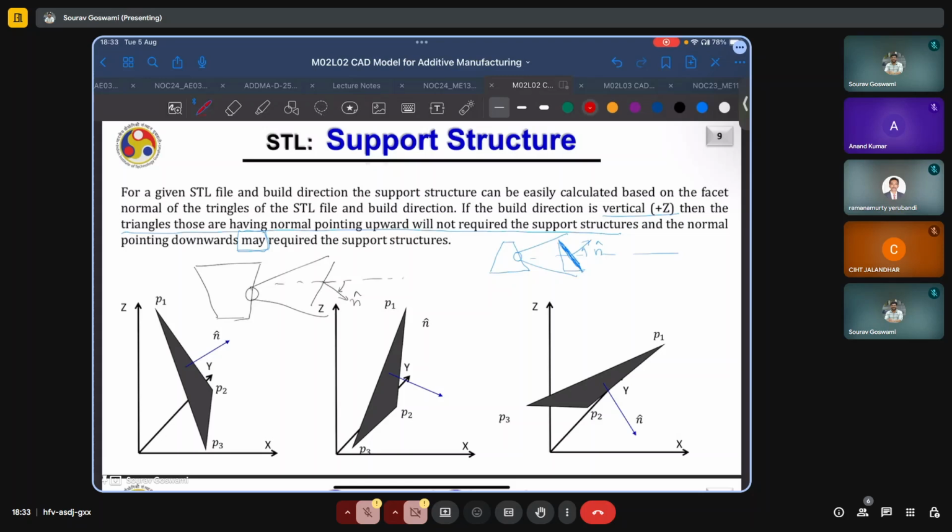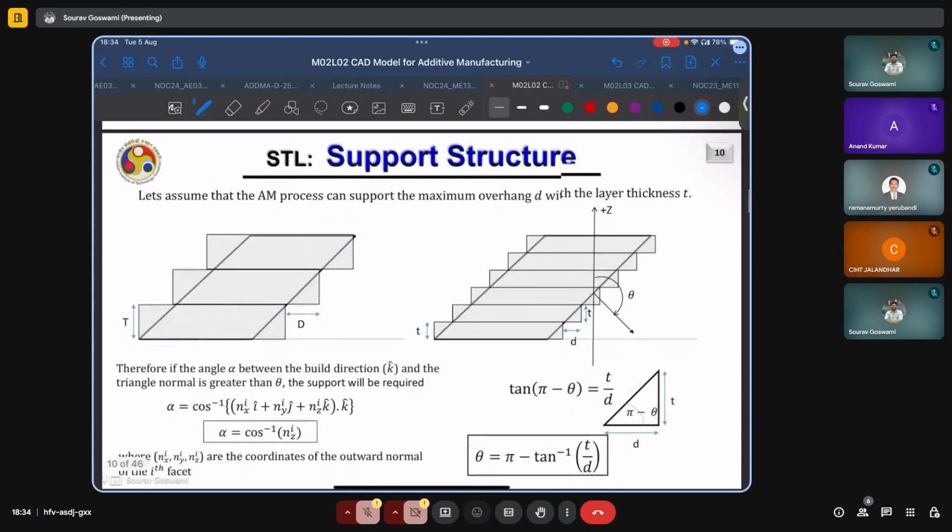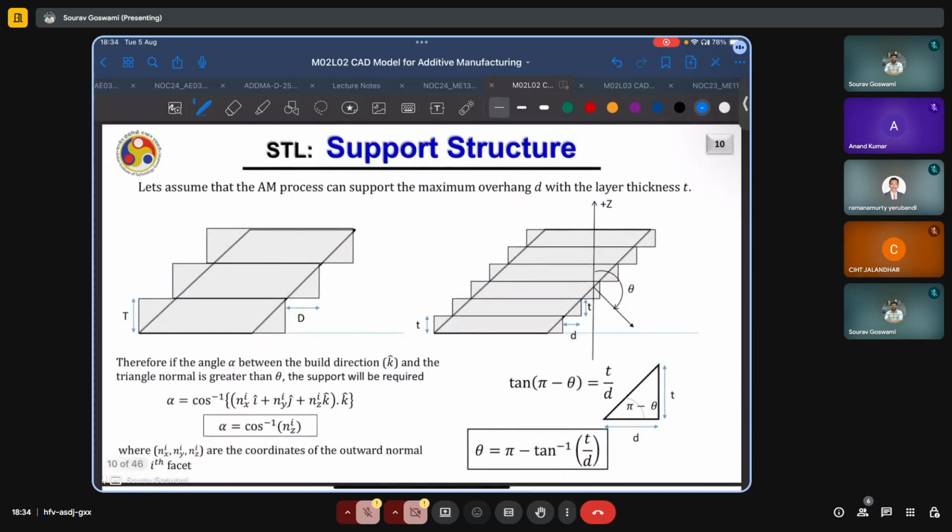So in the first case, we can clearly say that supports are not required because the facet normal is pointing upwards. In the second case, it may be required. Why may? Because even if this angle is below the horizontal by a small extent, this immediately need not imply that a support will be needed. Only when this angle is very large or above a certain critical angle that support structures may be needed. And the criticality condition is also derived here.